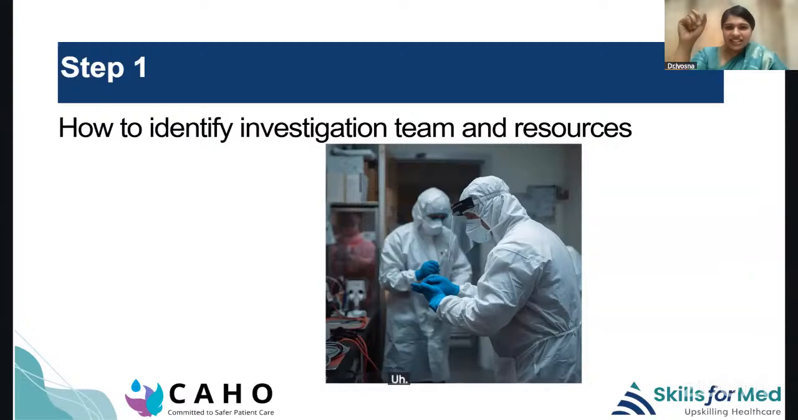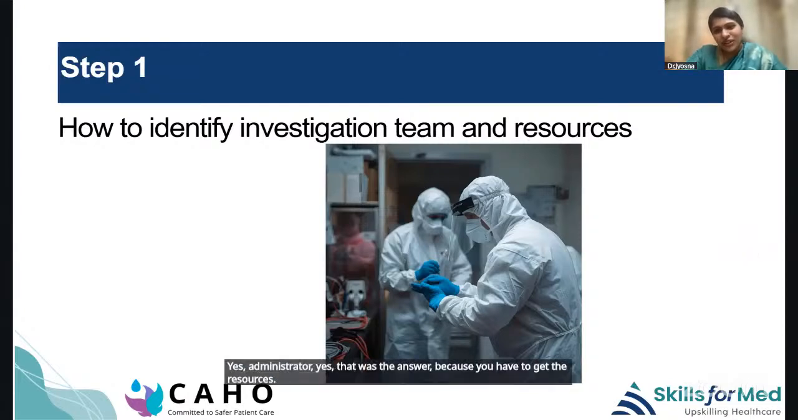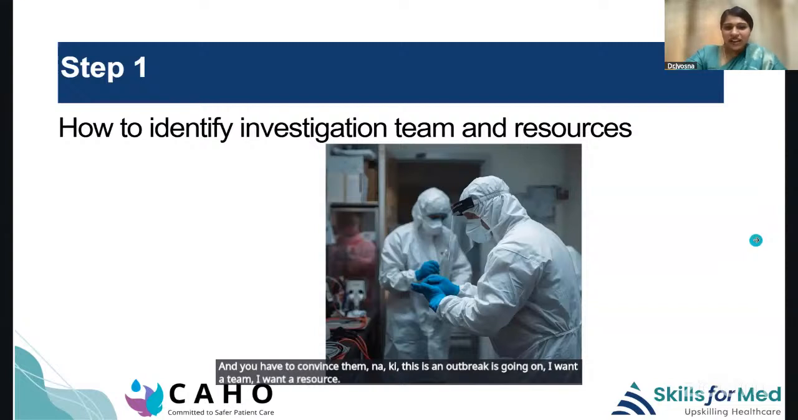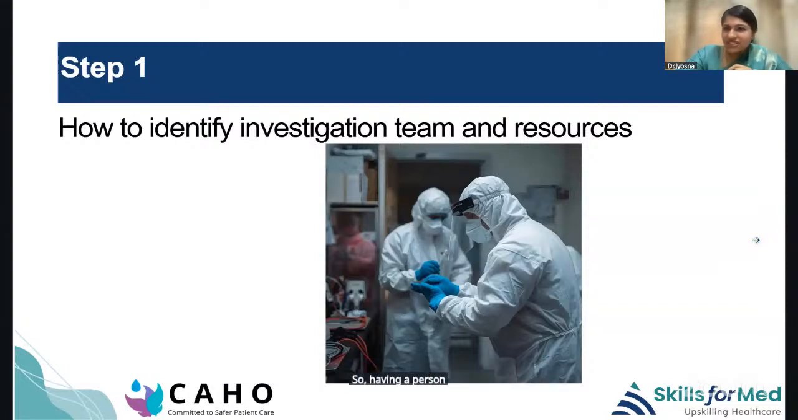I'm just waiting for one more. Housekeeping staff, yes. Administrator, yes, that was the answer, because you have to get the resources and you have to convince them that an outbreak is going on. I want a team, I want resources. So having a person from the administration is also very important.